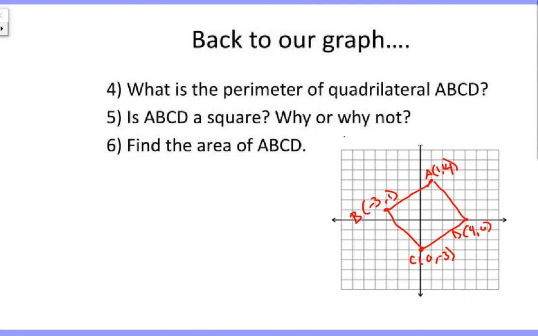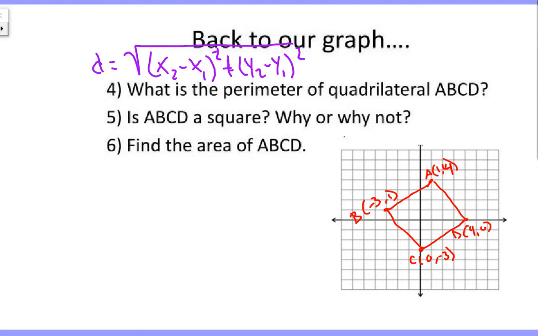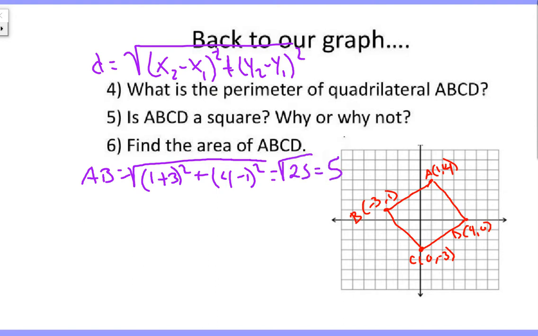So I want to find the distance. Remember our distance formula. Distance is equal to the square root of x2 minus x1 squared plus y2 minus y1 squared. So the distance from A to B is equal to the square root of 1 plus 3 squared plus 4 minus 1 squared. So we end up getting 1 plus 3 is 4. 4 squared is 16. 4 minus 1 is 3. 3 squared is 9. So 16 plus 9 is 25. So I have the square root of 25, which will equal 5. So the distance from here to here is 5.